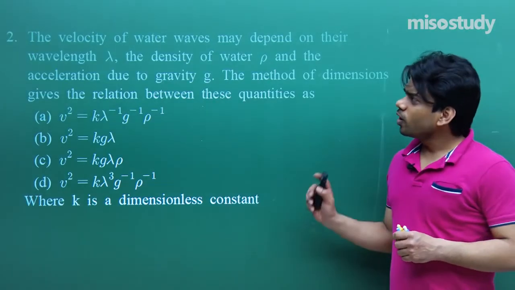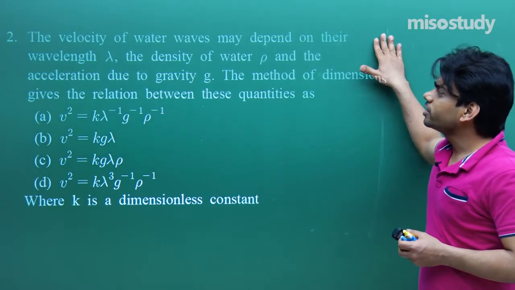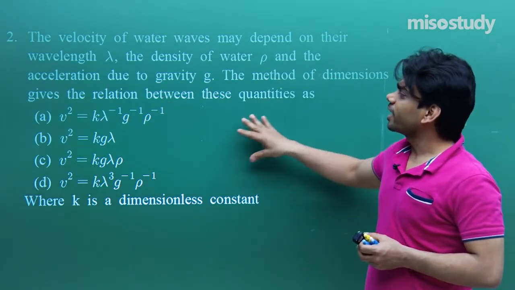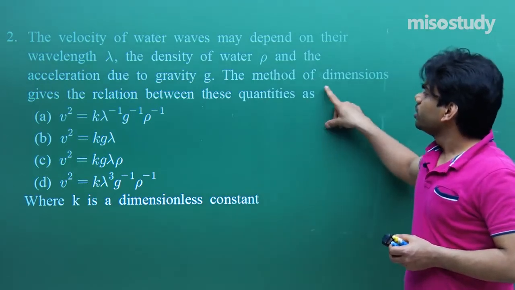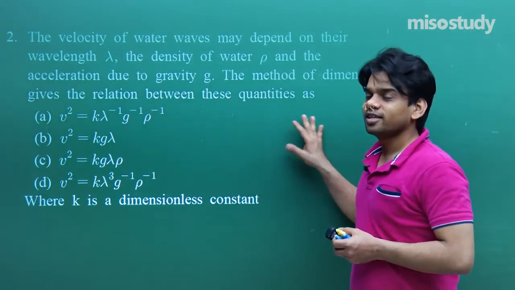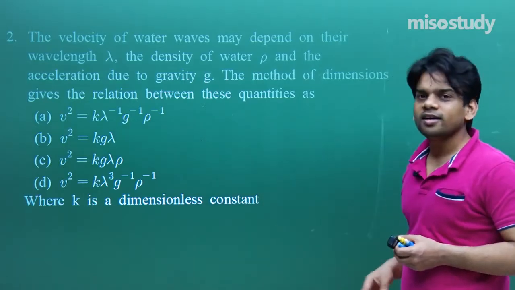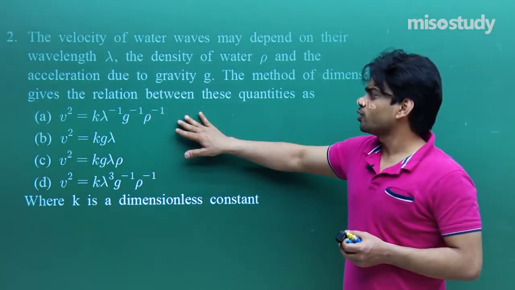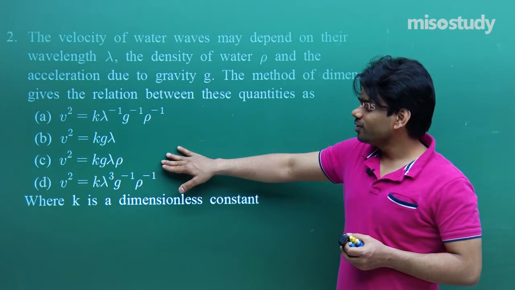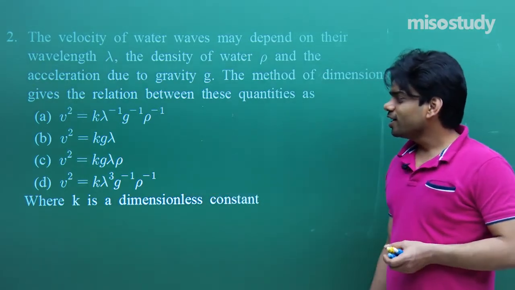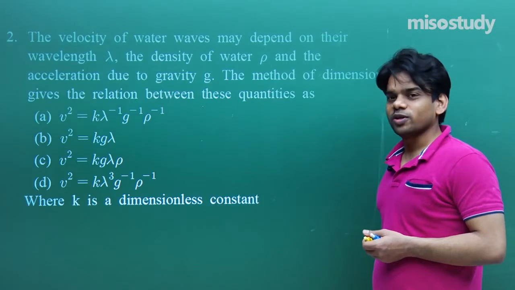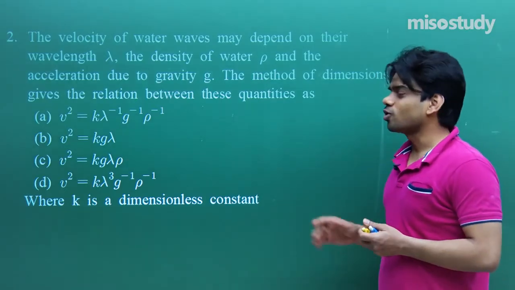2. The velocity of water waves may depend on their wavelength lambda, the density of water rho, and the acceleration due to gravity g. The method of dimensions gives the relation between these quantities as: a) v square is equal to k lambda power minus 1, g power minus 1, rho power minus 1; b) v square is equal to kg lambda; c) v square is equal to kg lambda rho; and d) v square is equal to k lambda cube g power minus 1, rho power minus 1, where k is a dimensionless constant.